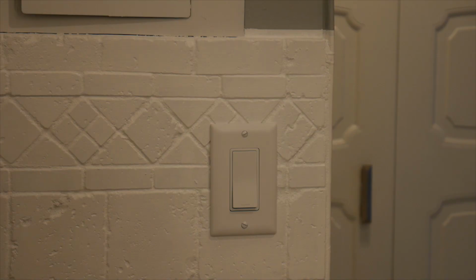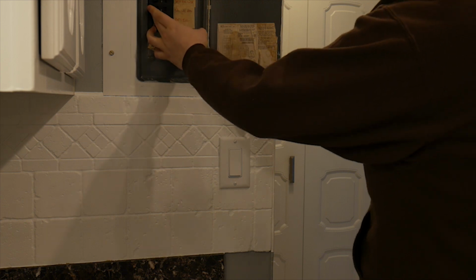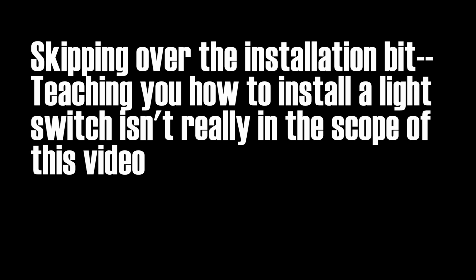So obviously the first thing you need to do is find out what breaker turns off your lights. We don't want to be working on the light switch when it's energized. At least I would highly recommend against it. I'm going to guess it's this one, labeled kitchen living room. Okay, the next step is to find a light.